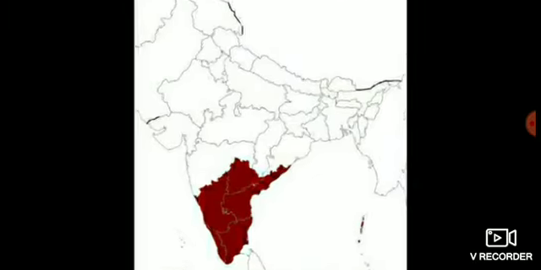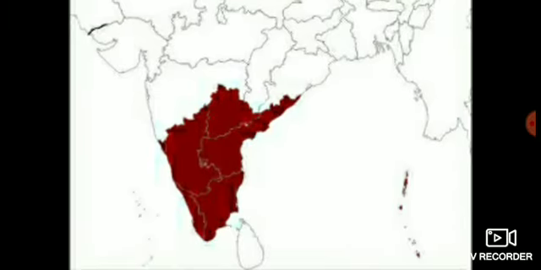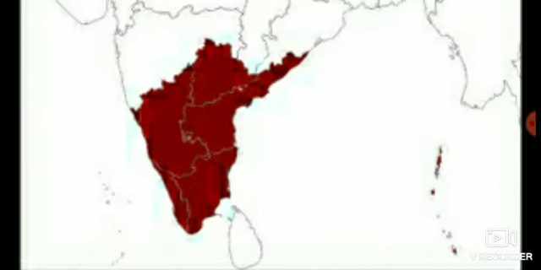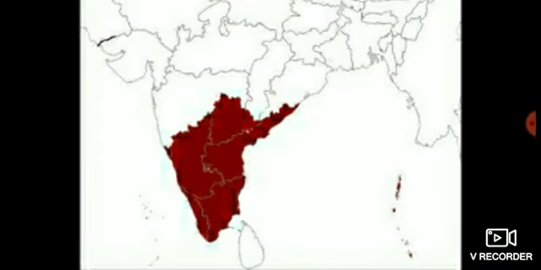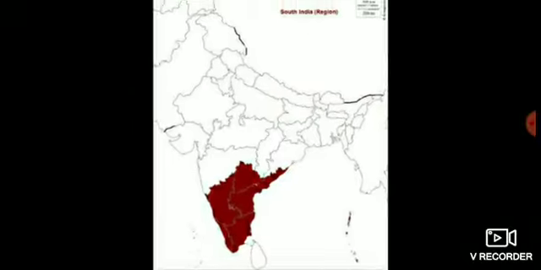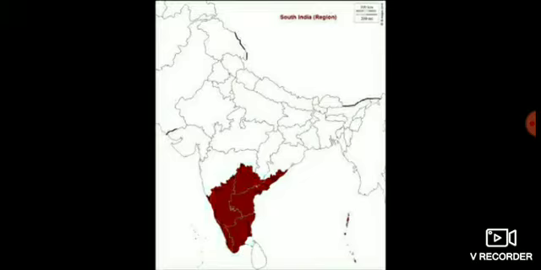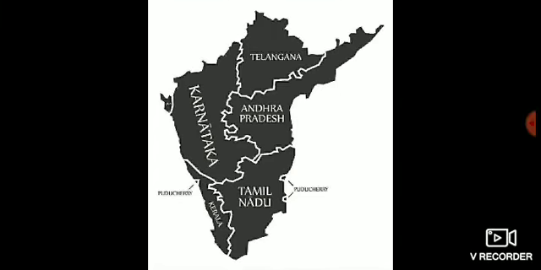Next, we are going to mark the southern states. So we live in South India. Yes or no, children? Where is our state? It is here, Tamil Nadu. Okay? So we live in South India. So now we are going to mark it in your India political map. So this is how we are going to mark now.